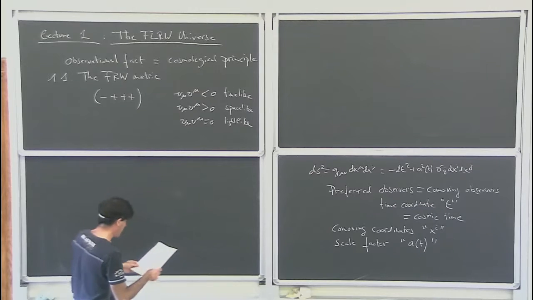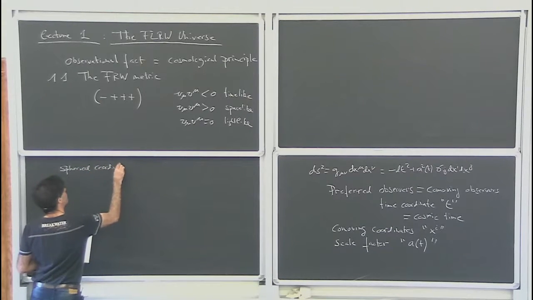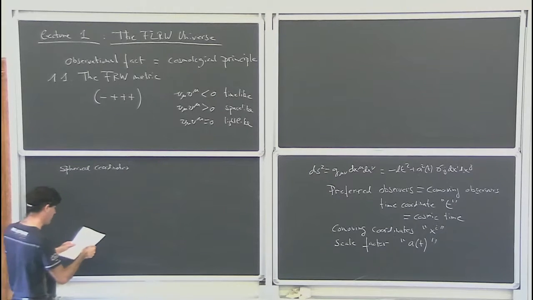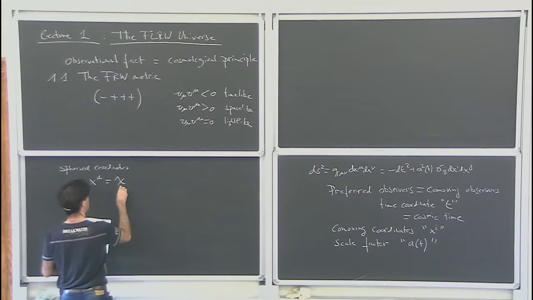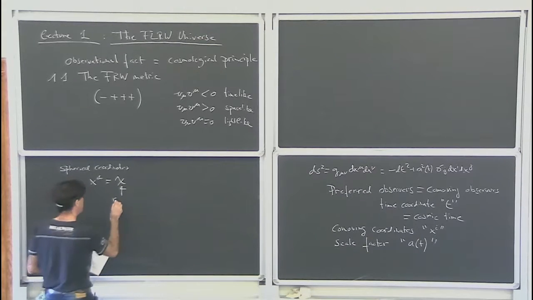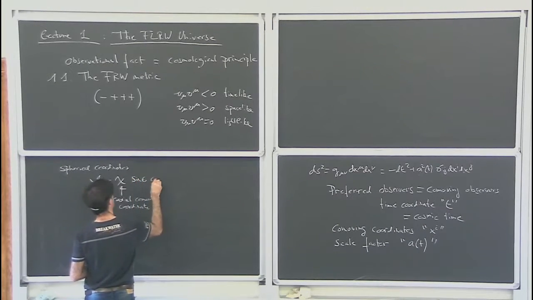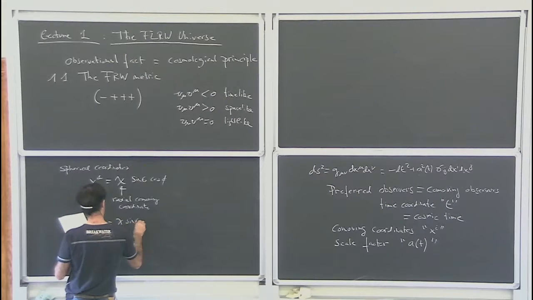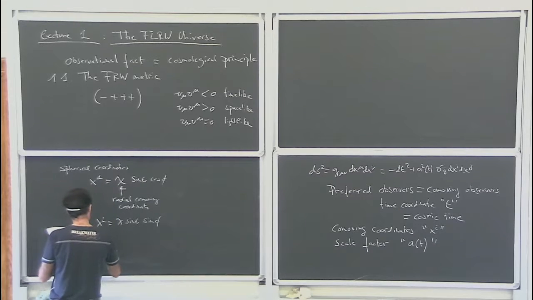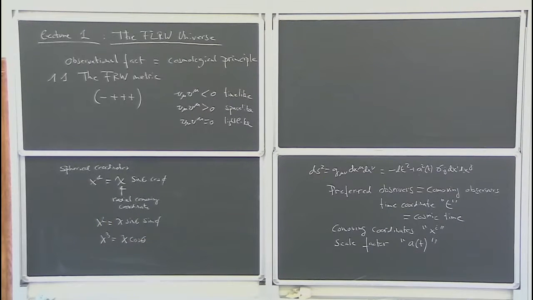I will often use spherical coordinates, because of the homogeneity and isotropy. So in spherical coordinates, the co-moving coordinates x^i will be of this form. You have x1, which will be some radial co-moving coordinate chi, times sin theta cos phi, x2 equals chi sin theta sin phi, and x3 equals chi cos theta. Okay? As in our usual three-dimensional space.